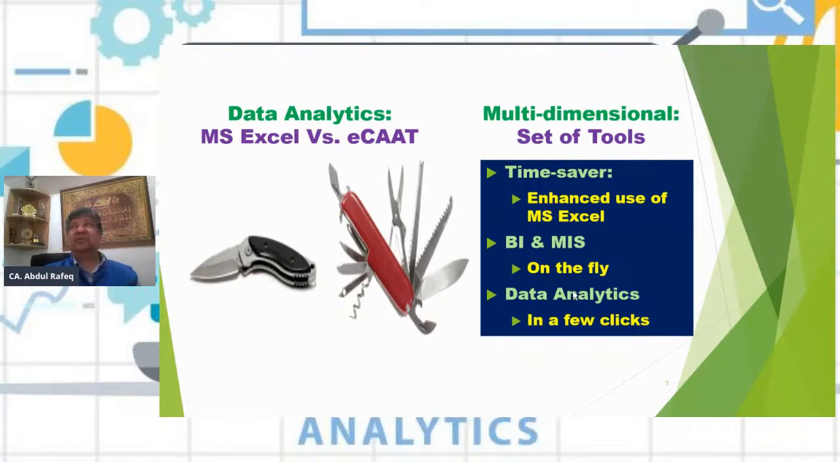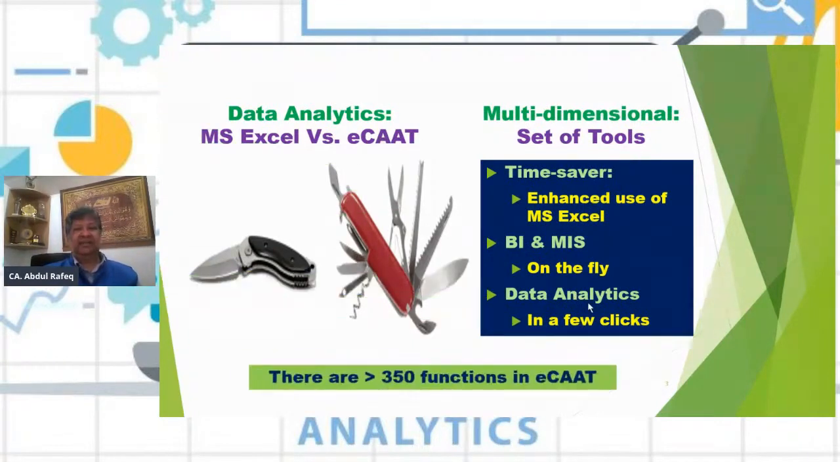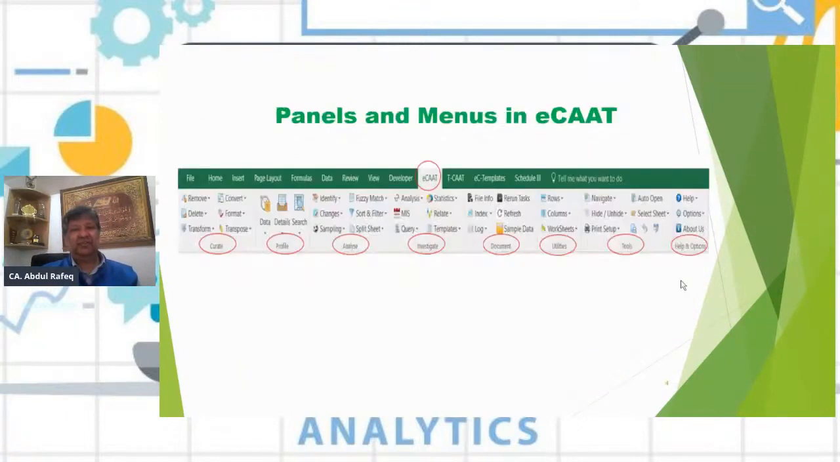For example, when I was talking about how to identify unique, he said that for identify unique, you have to become an insider of Microsoft. No, you don't need to become an insider. Using data analytics, you can do this in a few clicks, in a few seconds. There are more than 350 functions in eCAAT. Like that, each software has its own set of functions.